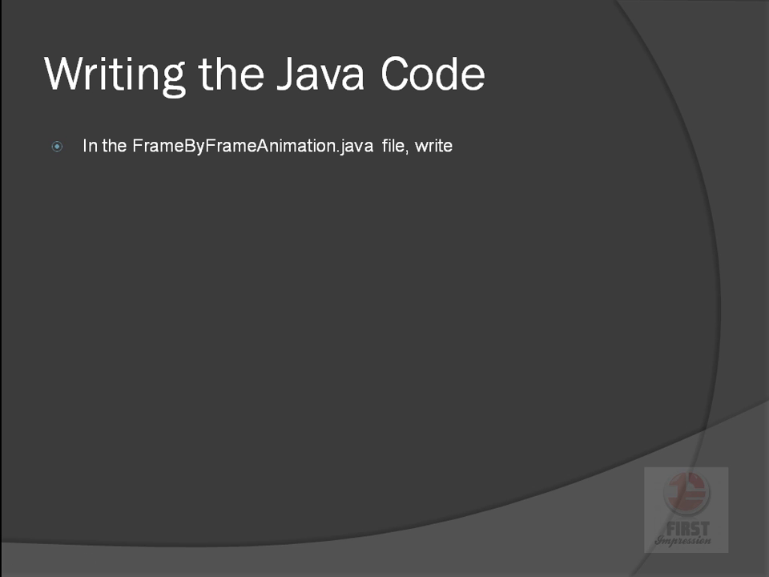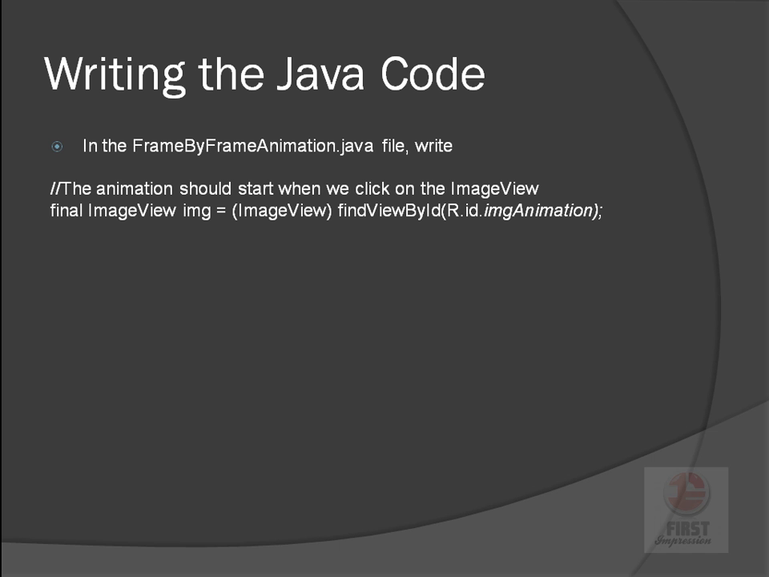So in the frame by frame animation.java file, we have to write the following code. We have to first take the reference of the image view. So we'll say final ImageView img equals ImageView, findViewById, R.id.img animation. This syntax is quite mechanical. Whatever control you want, you just give the name of the control over here. The object name equals the control name, again findViewById, R.id., the id of the control that you have mentioned in the XML file.